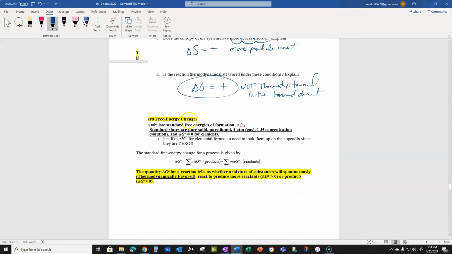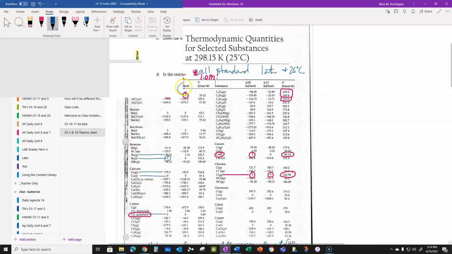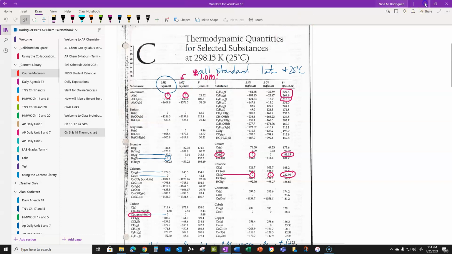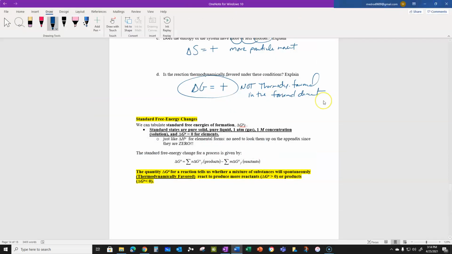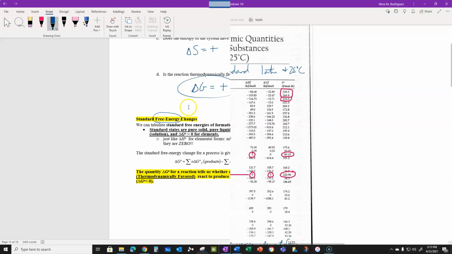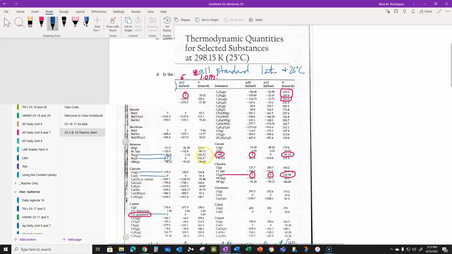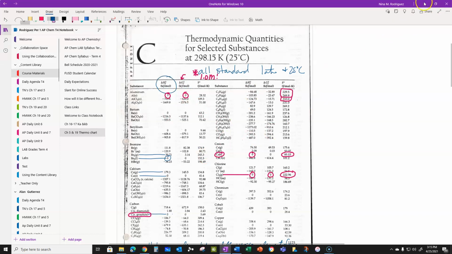When you're doing standard free energy change, we tabulate these standard free energies. We usually call them delta G, that little F. Remember on the appendix sheet, it says that little F because it just means in that forward reaction, in that formation, forming those products, forward reaction. Standard state, and this is definitely for him. You get a little bit more kind of detailed. Standard states for pure solids, pure liquids, 1 atm gas, 1 molarity, okay, and those delta G's are 0. As we just saw in the appendix, we don't have to look those up. Let's not waste time, okay, because they're not going to be there. You're not going to have an appendix on the AP test. It's going to be a little data chart.